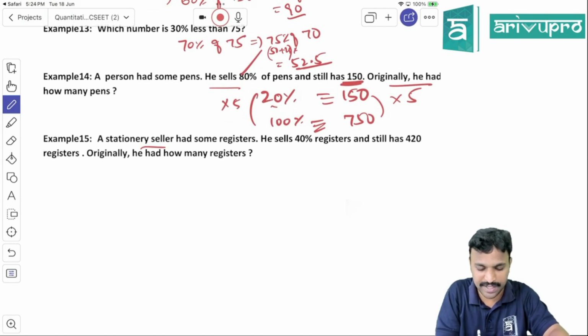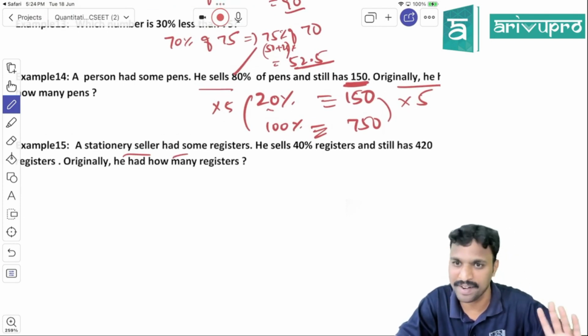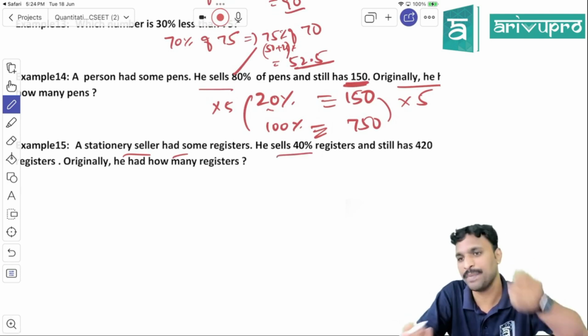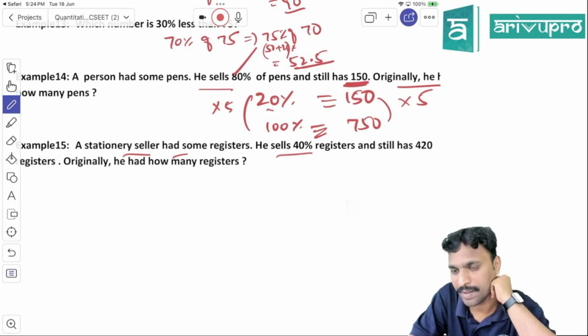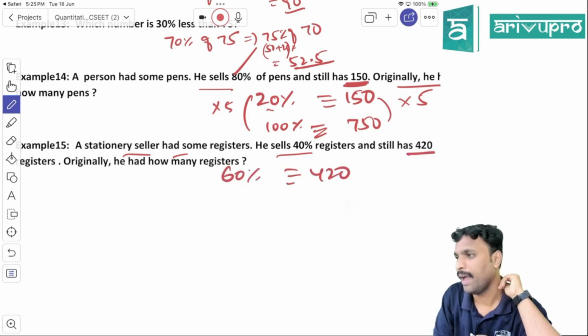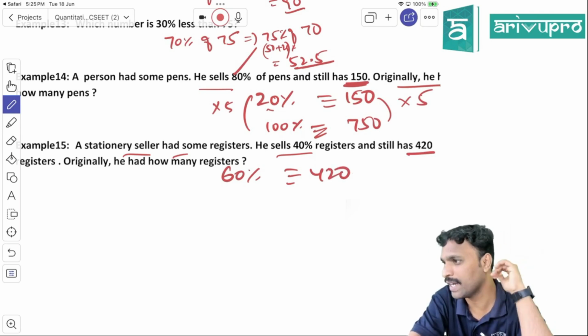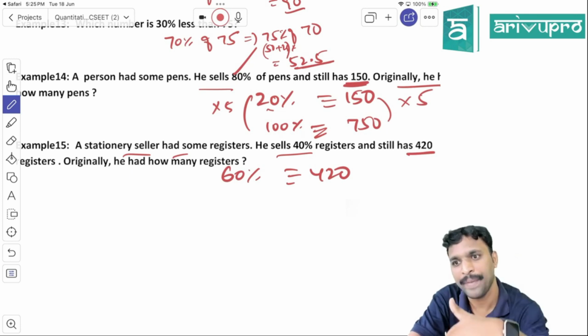A stationery seller had some registers. Some means 100%, you take it. He sells 40%. How much is remaining? 60% remaining is equivalent to 420. Is it possible to make 60 into 100 by multiplying by a whole number? Definitely not. What do you do? Make it 1%.